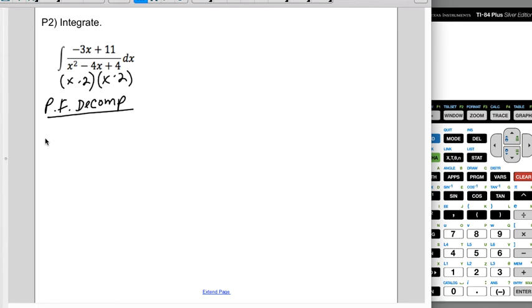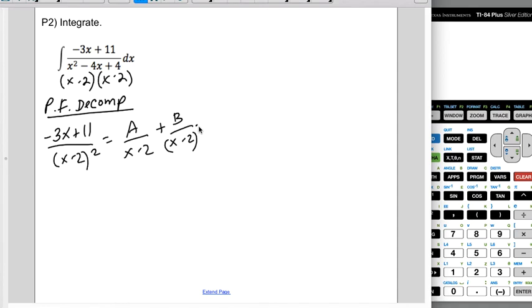Right, so I'm going to get that this negative 3x plus 11 over an x minus 2 quantity squared is an a over the x minus 2 plus a b over the x minus 2 quantity squared. Again, this is the common denominator I want, so the b is already good. It's already over that denominator. So I'm going to get negative 3x plus 11 equals a times this x minus 2, because that's the factor that this fraction would be missing, plus b.